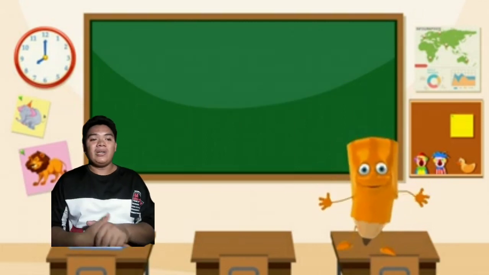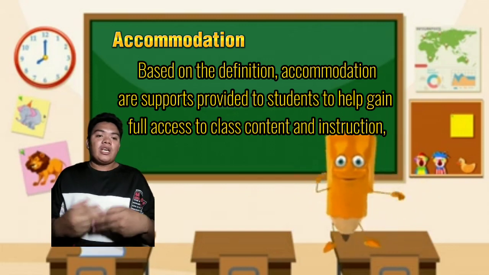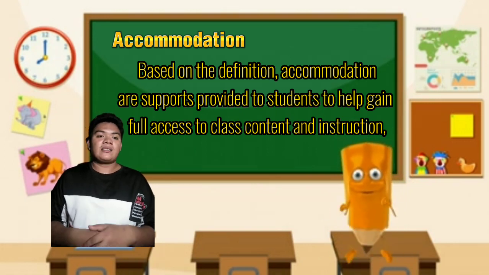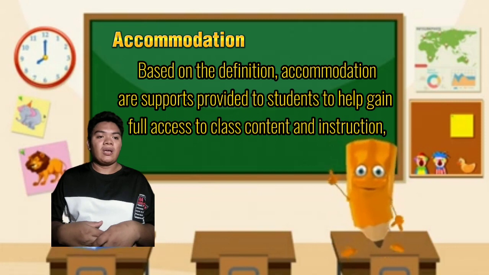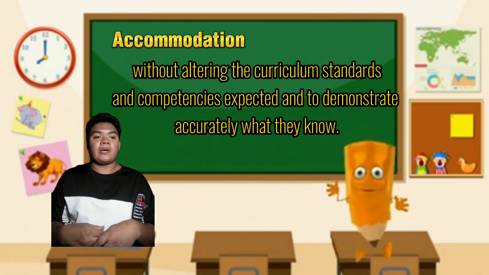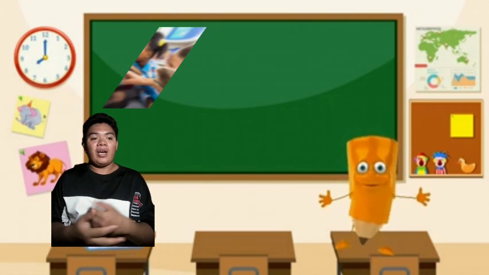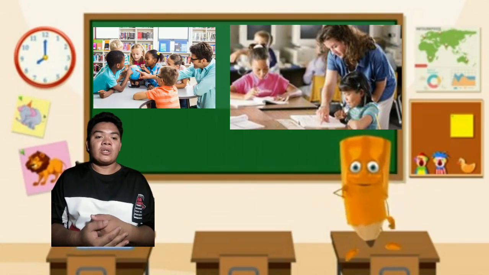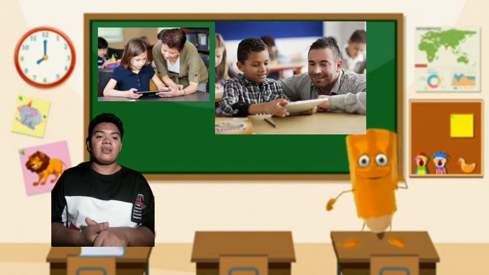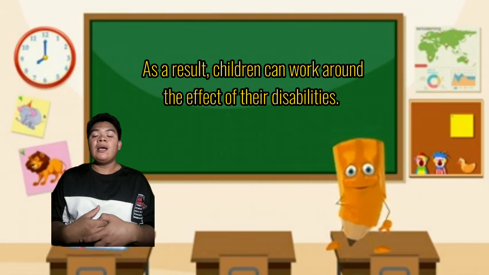So now let's talk first about accommodation. Based on the definition, accommodations are supports provided to students to help them gain full access to class content and instruction without altering the curricular standard and competencies expected, so that they can accurately demonstrate what they know. When accommodations are provided in a general education classroom for children with disabilities, barriers are removed from accessing education. As a result, children can work around the effect of their disabilities.